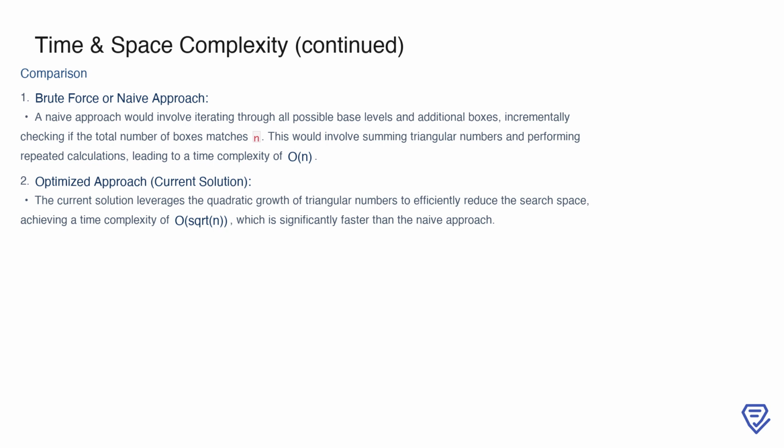When comparing this optimized solution to a brute force or naive approach, the benefits become clear. A naive solution would involve iterating through all possible combinations of base levels and additional boxes, incrementally summing triangular numbers to check if the total matches n. This approach requires repeatedly performing calculations over a much larger range of values, leading to a time complexity of O(n). In contrast, the optimized solution takes advantage of the quadratic growth of triangular numbers to dramatically reduce the search space. By focusing only on the relevant ranges, the optimized solution achieves a time complexity of O(sqrt(n)), making it significantly faster and more efficient than the naive approach.